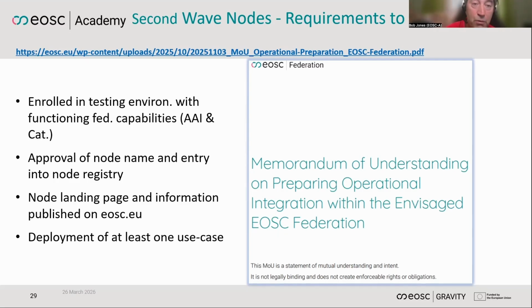We have to get an approval of the node name and entry into the node registry. It sounds simpler than it really is; coming up with a name that actually reflects the true scope of the country and is agreed by all the participants might take a little more time than you think. They have to provide enough information about themselves, with their landing pages and information on the eosc.eu website, and at least one of their use cases to be deployed. Once they've got to that stage, they can sign the MOU, and then they can participate as full members within the governance structure as well.